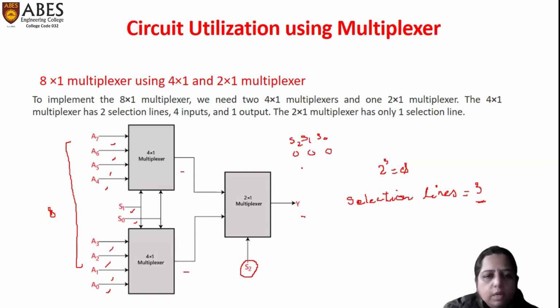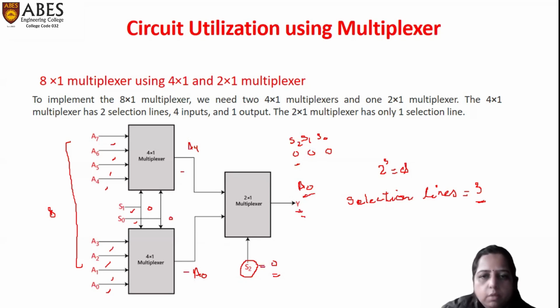So if S1, S0 and S2 are 0, 0, 0, which output would be selected? For S0 and S1 equal to 0, 0, the upper multiplexer selects A4 and the lower one selects A0. And when S2 is equal to 0, we select the lower output, so the output is A0.